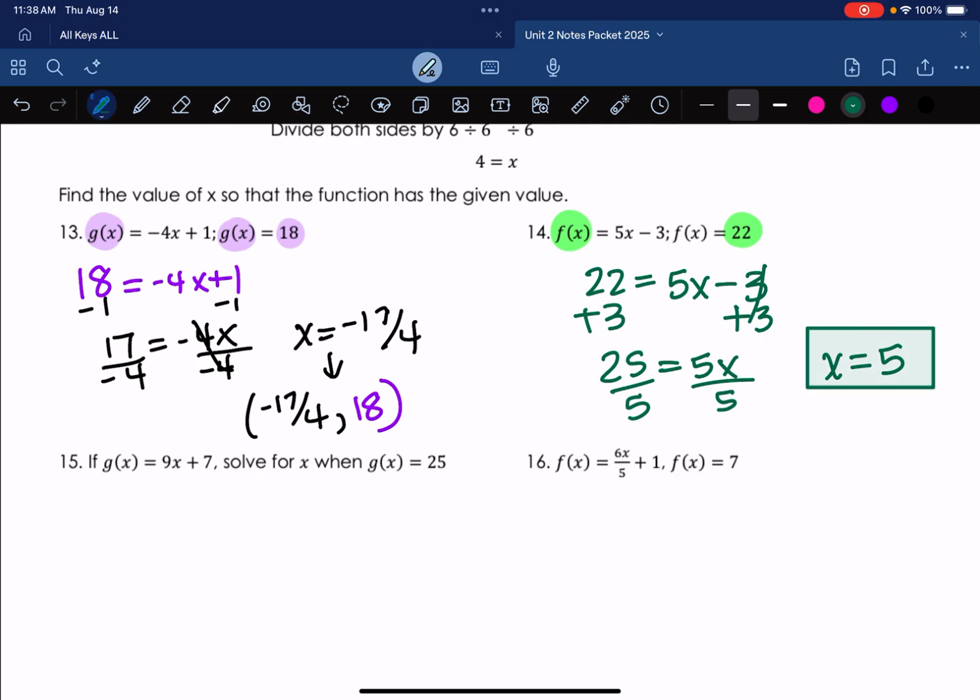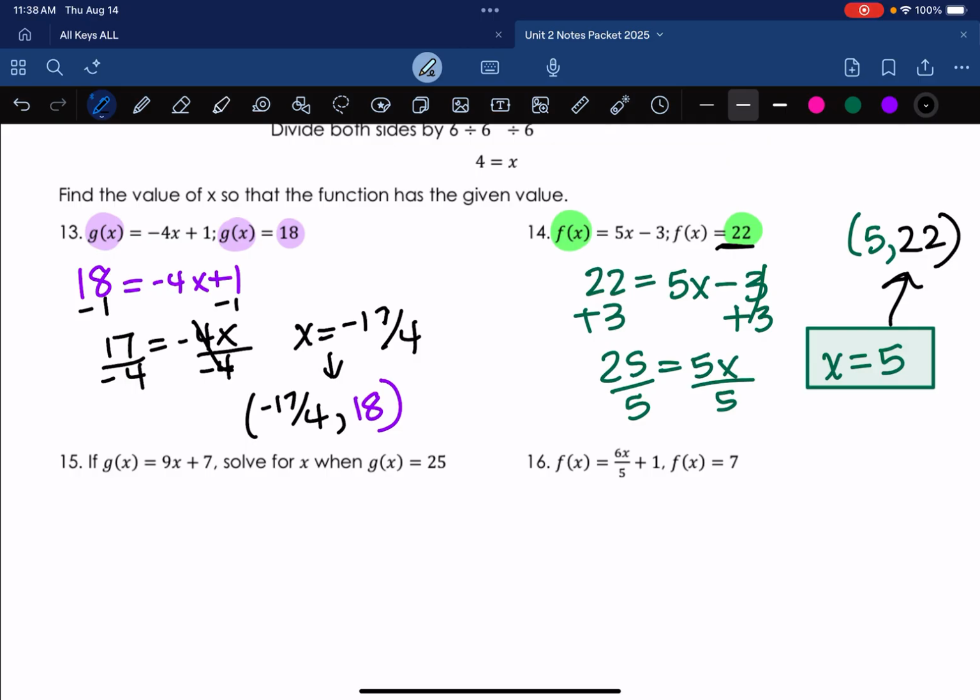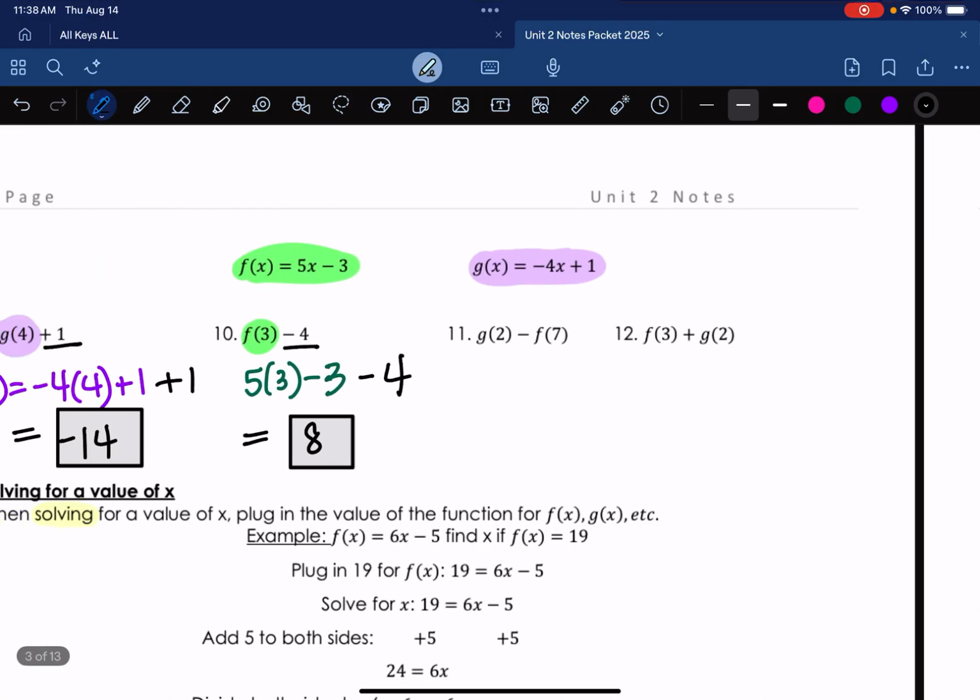If we want to write this situation as a point, x was 5, and the output that they gave me that I had to set it equal to was 22. That's how I write this answer as an ordered pair. So now you're going to move over to your homework, and you are going to work on your homework on this function notation.